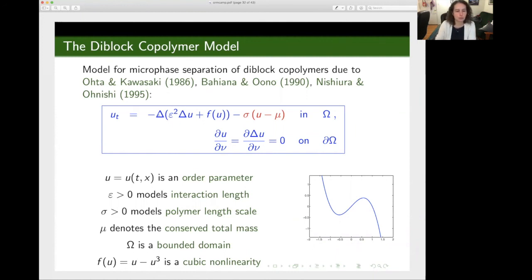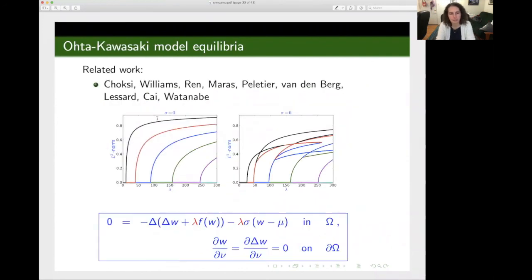If you remove the Laplacian in front of this term, what you end up with is the Allen-Cahn equation. So all of these are part of a similar class of equations, but I want to talk about this one in particular. We are using a cubic nonlinearity and Neumann boundary conditions. And this is a list of people who have worked on this Ohta-Kawasaki model before, and in particular, Vandenberg and Williams have also worked on rigorous validation in this model.